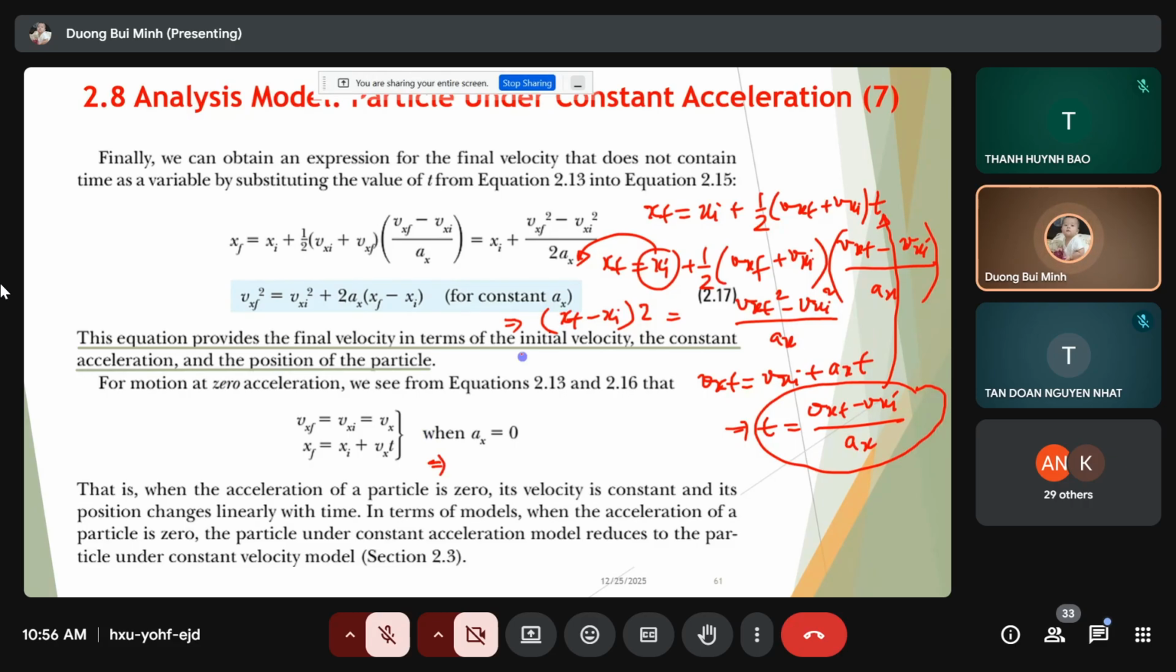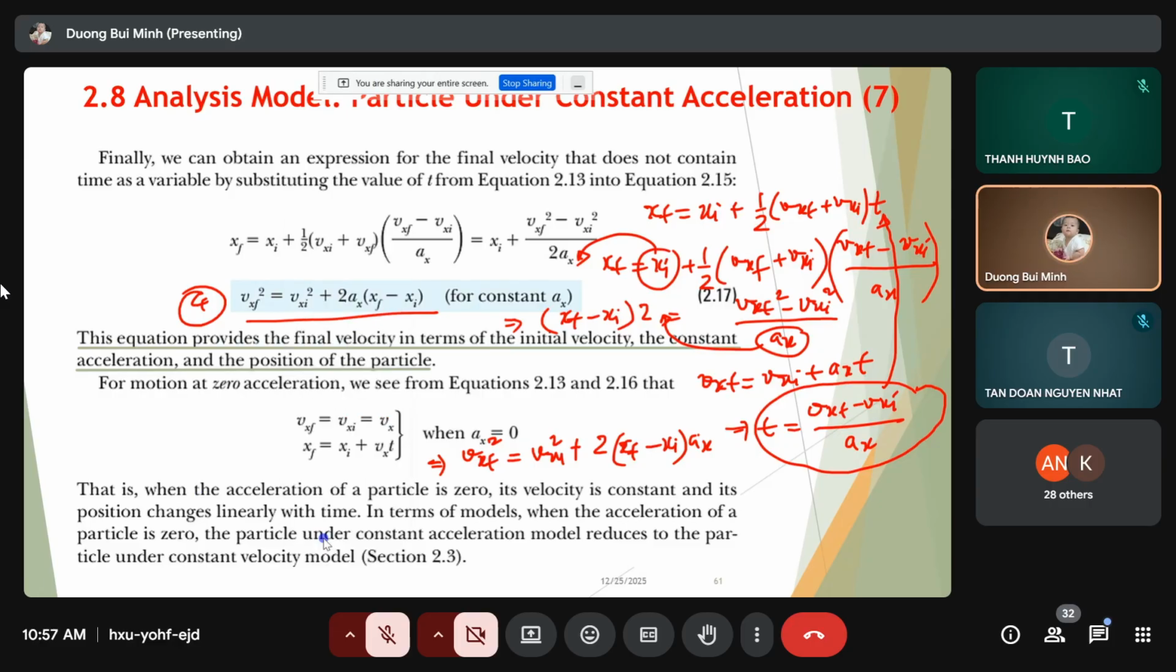And then I modify a little bit. Now I get Vxf squared. I move ax to be here, so I get xf minus xi and 2 here, and then ax, right? And then Vxi squared, I move to the left side. I can get number 4 here.